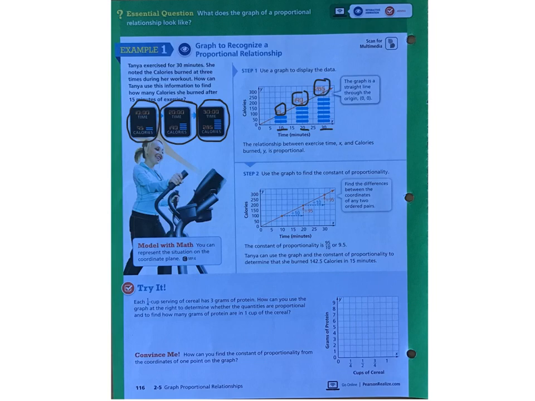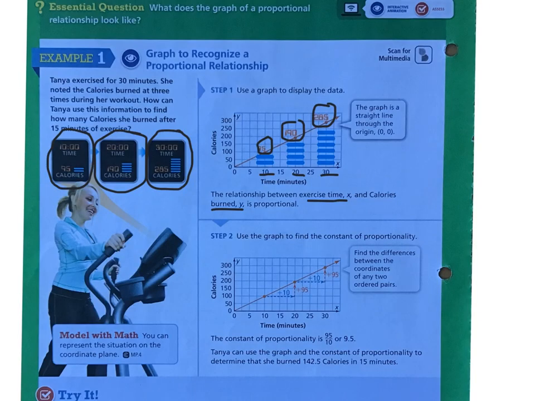Now let's take a look at the relationship between the exercise time and the calories burned to make sure it's proportional. The ratios that we've got on the graph there could be written as 95 over 10, because remember this is a y to x relationship. That's how we know if it's proportional. We also have 190 calories after 20 minutes, and we have 285 calories out of 30 minutes. So what are the unit rates for each of those? In other words, how many calories is she burning each minute that she exercises?